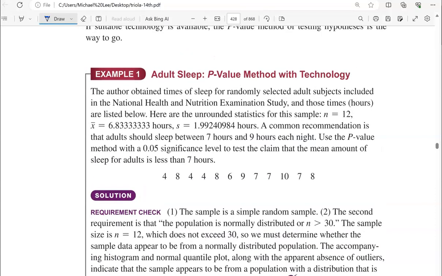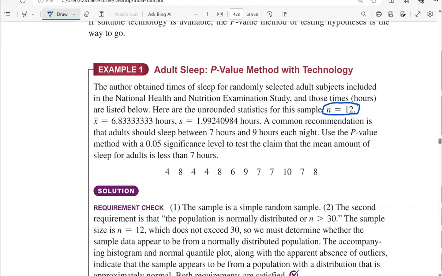This is the number of hours people sleep. There are 12 people. We ask them, how many hours do you sleep? The sample is randomly selected. You don't necessarily select college students. You don't necessarily select seniors. Just random, out of the population. So when they pick 12 people, the first person said, I sleep 4 hours. Next person, 8 hours, and so on and so forth.